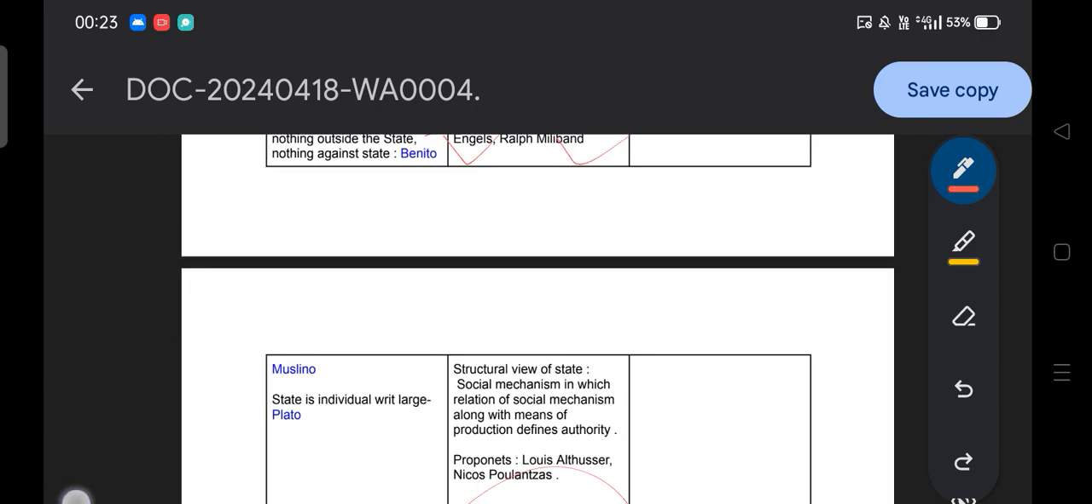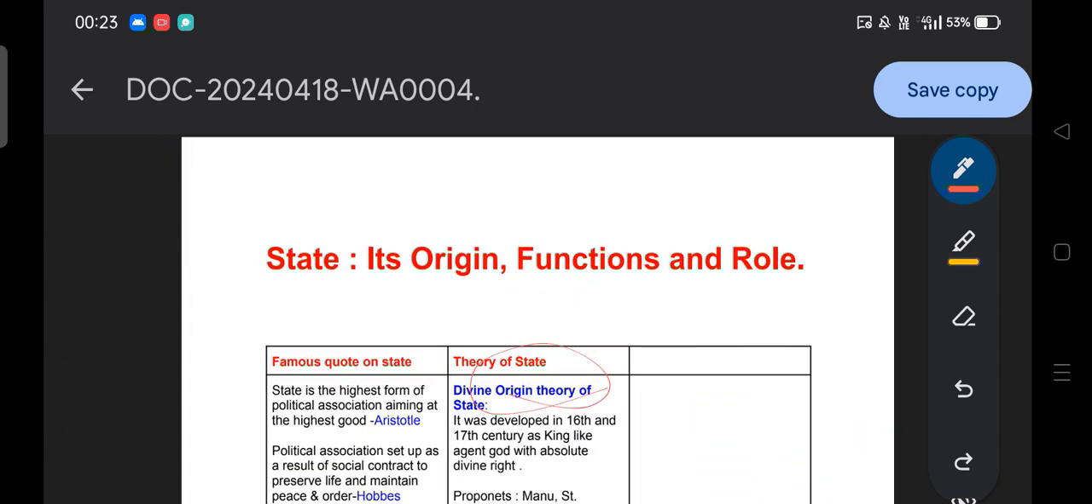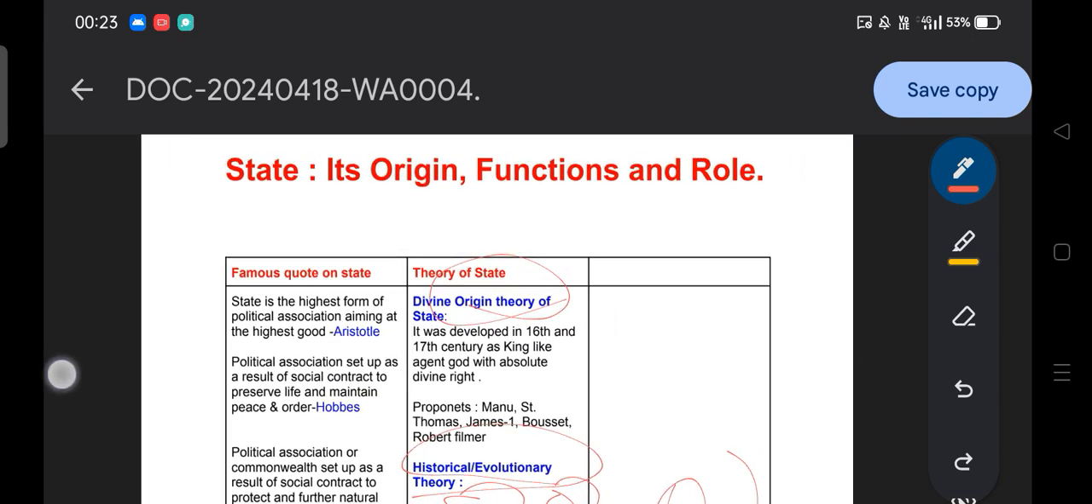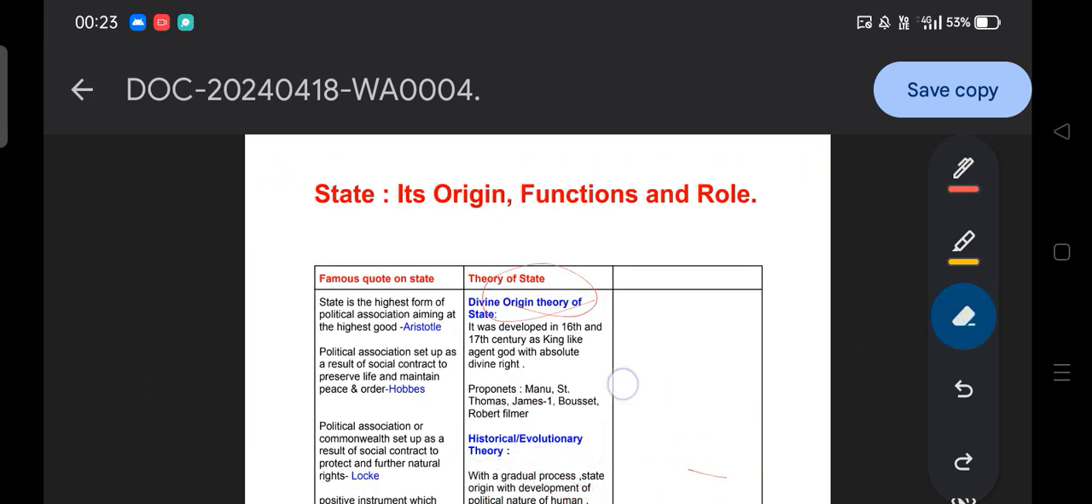So we successfully covered this concept of the state, its origin, function and role. Hope you understand it and there is no doubt.